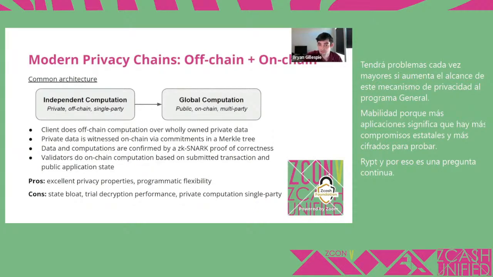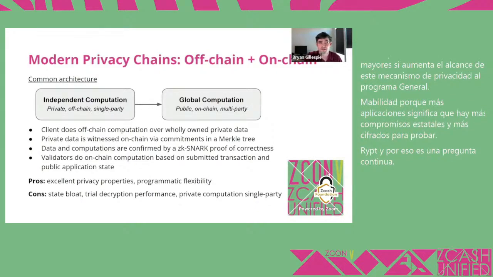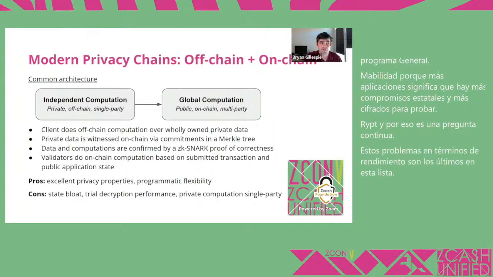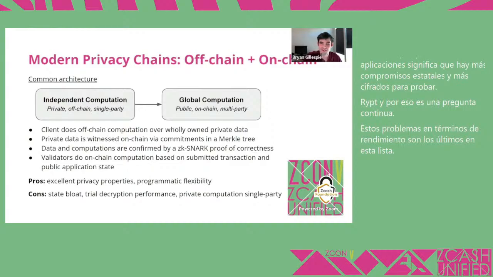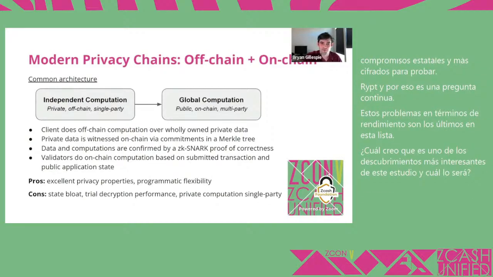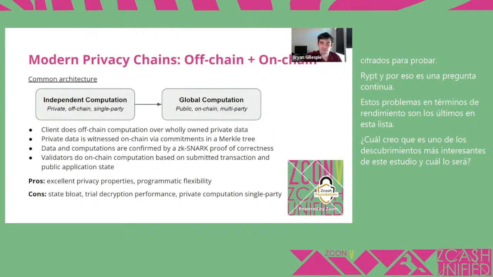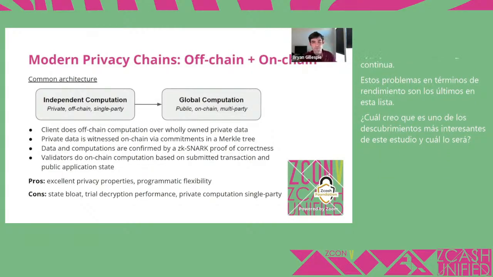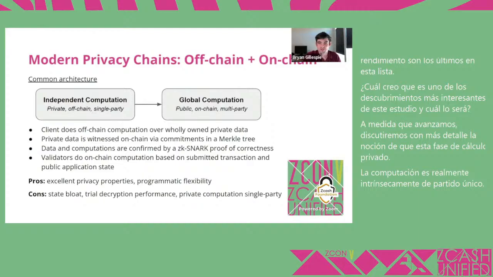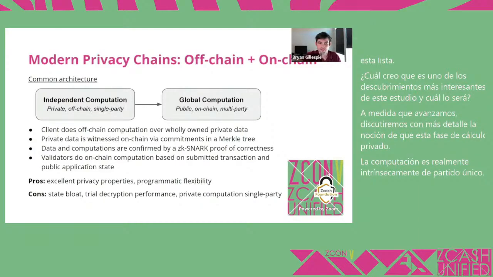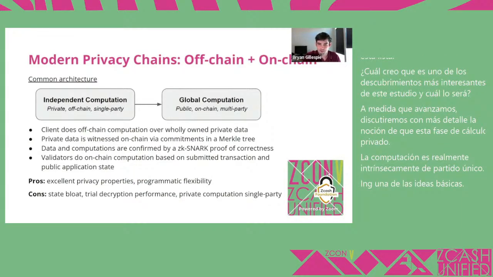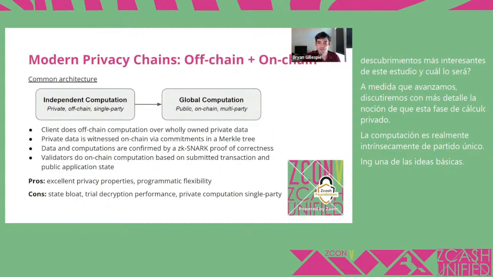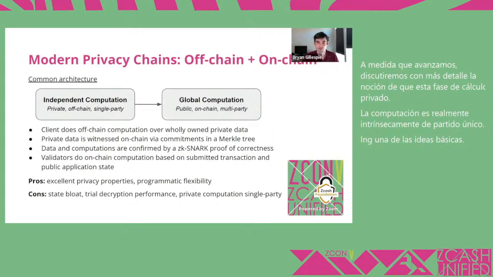The last con on this list is what I think is one of our most interesting realizations from this study, and which we'll discuss in more detail as we go, is the notion that this private computation phase, this off-chain computation, is really intrinsically single party. What that means is that when you're constructing ZK snark proofs, one of the basic ideas for the standard snark proof constructions is that you need to know all of the details of the computation witness. That means all of the inputs and all of the intermediate computations have to be known by the prover who's generating this snark proof.